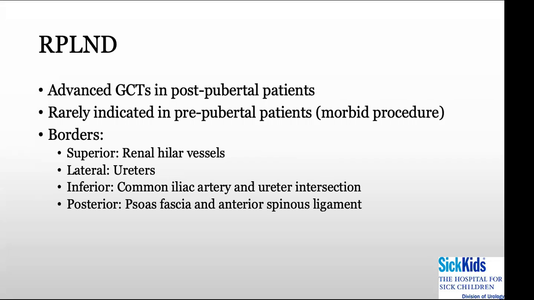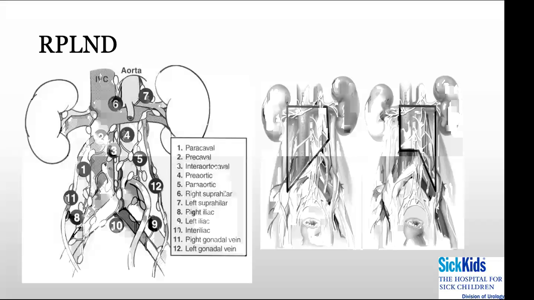RPLND is a very important operation for certain advanced germ cell tumors, and it's primarily done in post-pubertal patients and rarely indicated in pre-pubertal patients. As mentioned, it's a significantly morbid procedure in children. So the template borders for an RPLND include the renal hilar vessels superiorly, the ureters laterally, the common iliac and ureter intersection inferiorly, and the psoas fascia and anterior spinous ligament posteriorly.